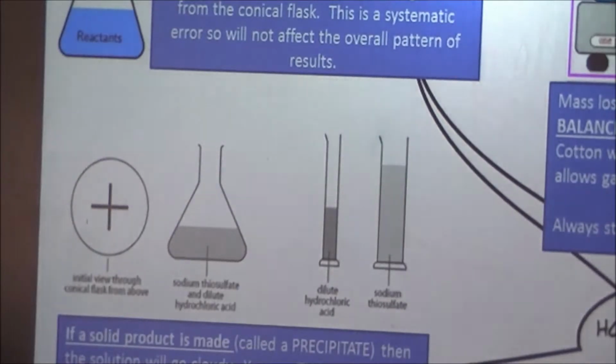So there's my apparatus. I might be asked to design an investigation, I think they might ask you to look at the rate of reaction based on changing temperature. So you've got two measuring cylinders on the right and the conical flask in the middle. Looks like an upside down cone. That's why it's called conical. We just say conical.